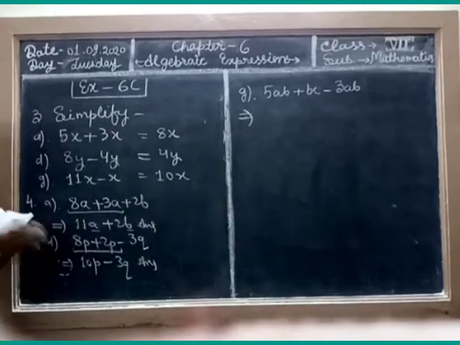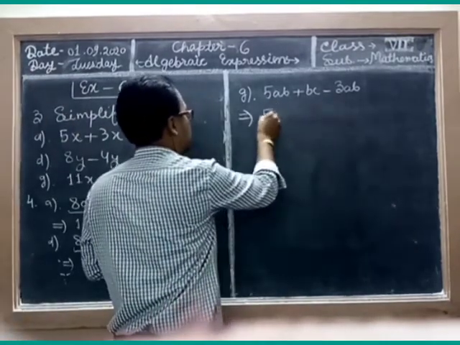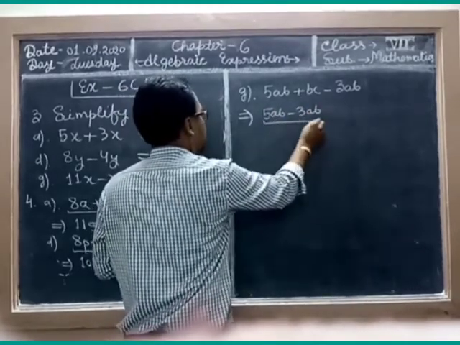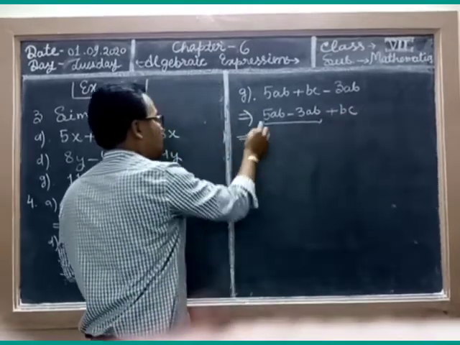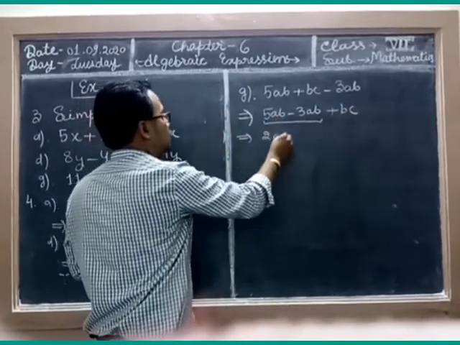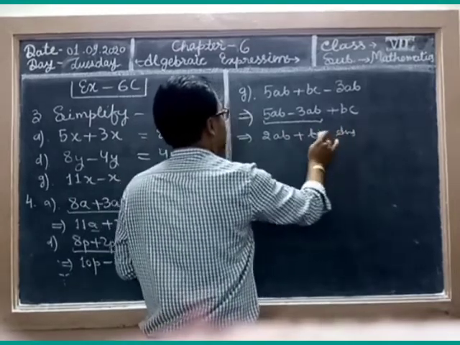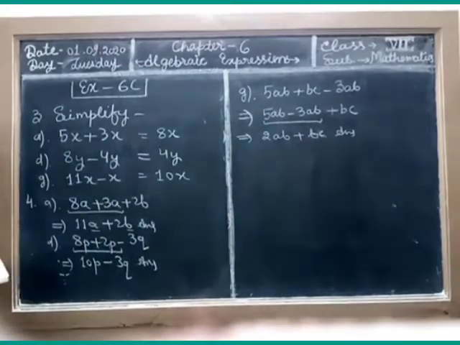So initially we rearrange the given terms. So 5AB minus 3AB. Now they are like terms. And plus BC. So 5 minus 3, that is 2. 2AB plus BC. So this is the final answer. Because they are unlike terms, so they are not further solved.